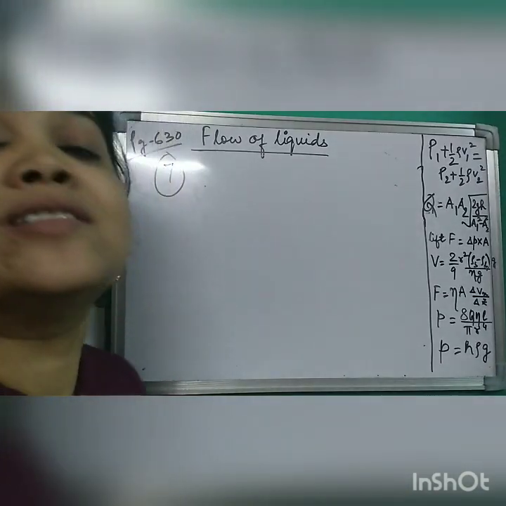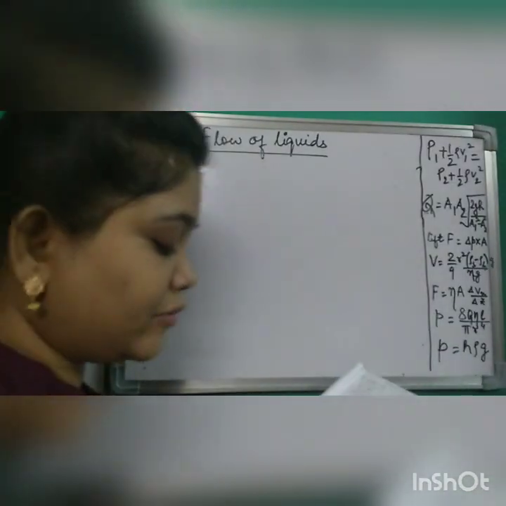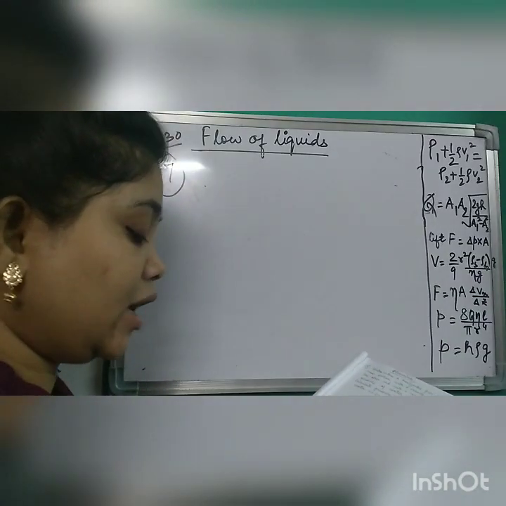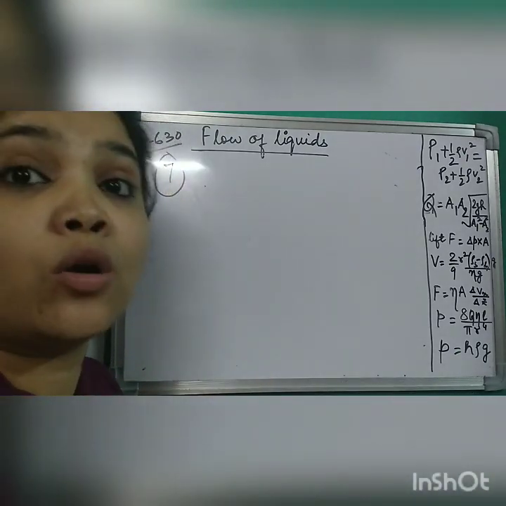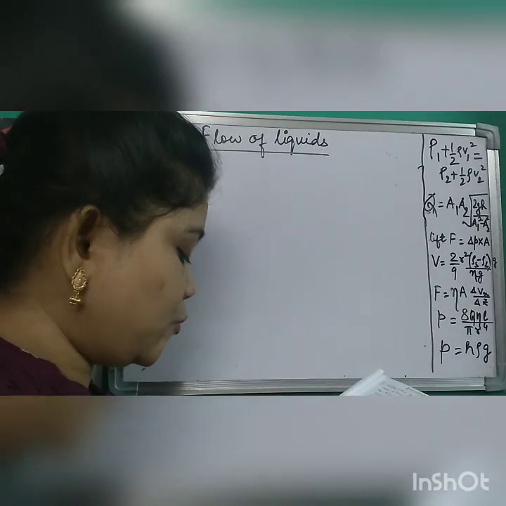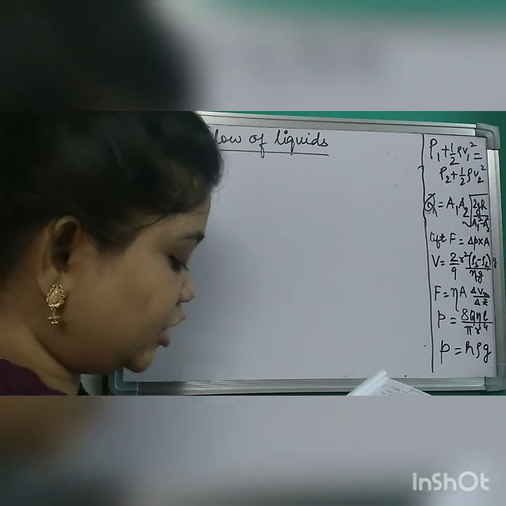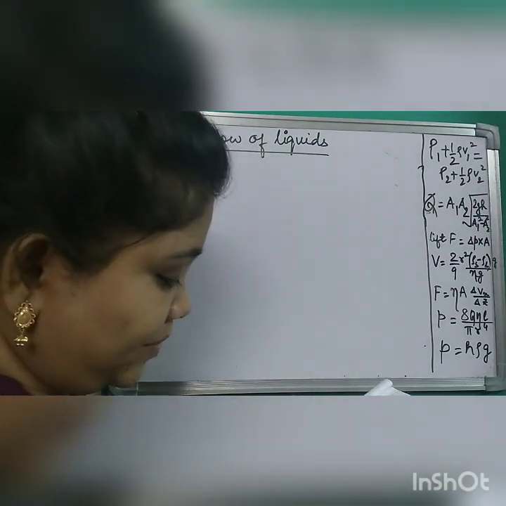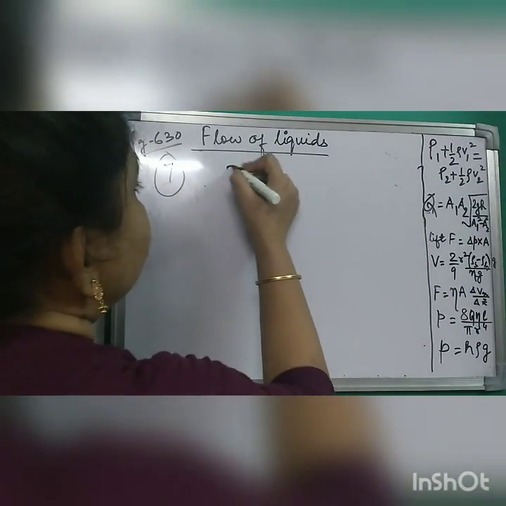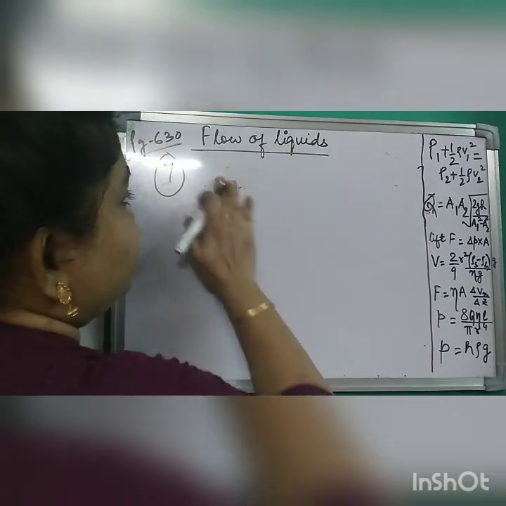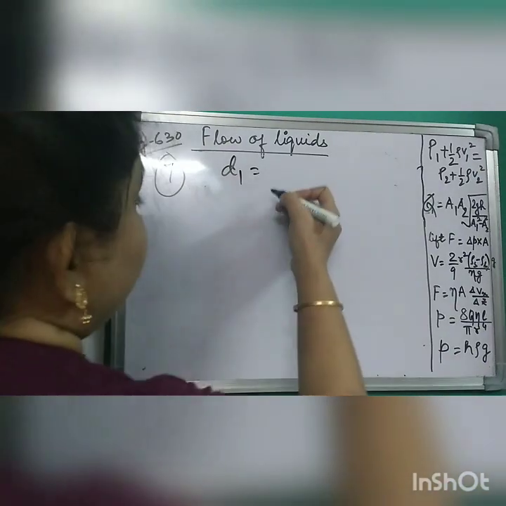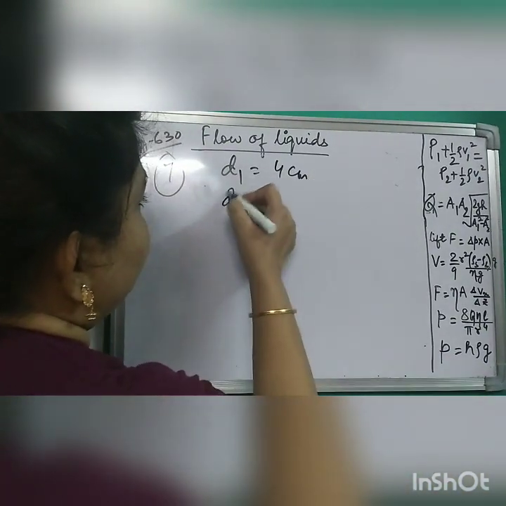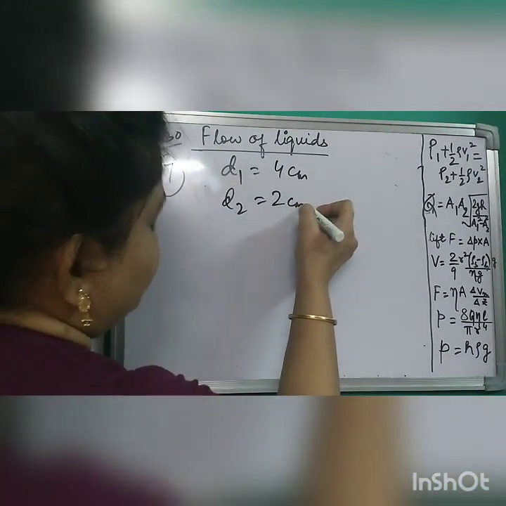Let's do sum number 7. Let us see what sum number 7 tells. It is telling: water is flowing through a horizontal pipe of varying cross section. At any two places, the diameters of the tubes are 4 cm and 2 cm. So not radius, diameter. Diameter 1 is given as 4 cm, and D2, diameter 2, is given as 2 cm.